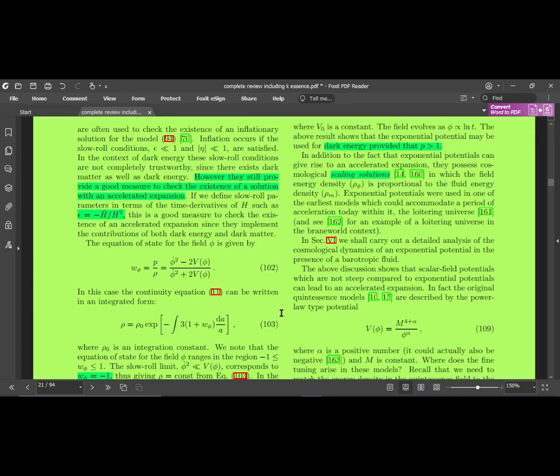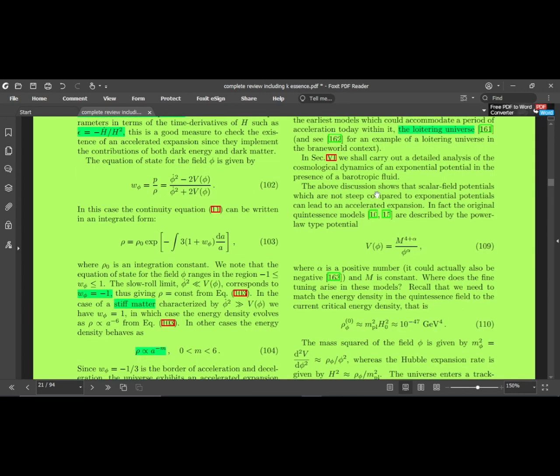Exponential potentials were used in one of the earliest models which could accommodate a period of acceleration today. Within it, there exists a loitering universe. We have to see about the loitering universe in 161 and so on. For example, a loitering universe in the brane world context. We shall also carry out a detailed analysis of the cosmological dynamics of an exponential potential in the presence of barotropic fluid.